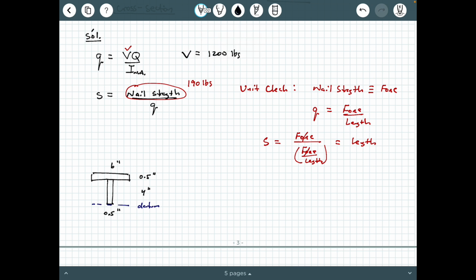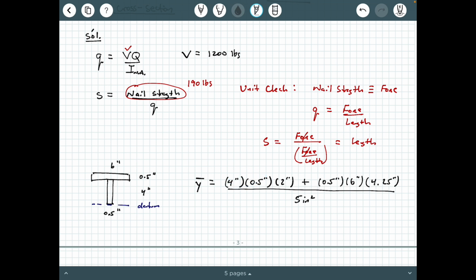In order to get moment of inertia, the first thing I need to do is get y bar. And so I can say, 4 inches times 1/2 inch times 2 inches plus 1/2 inch times 6 inches times 4.25 inches. And then that's going to be divided by the total area, which should just be 5 square inches, because we've got 4 times 0.5 as the area of the web, which is 2, and then 6 times 0.5, which is the area of the flange, which is 3. You add those together, you get 5 square inches as your total area.